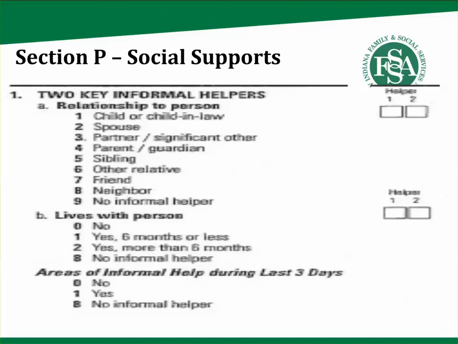So P1 looks at 2 key informal helpers. For P1A, relationship to the person, these are people that your client views as the most helpful to them and can be relied on. So it can include spouse, family, friends, neighbors, and you really want to consider the quality of the relationship between your client and those people they indicate as an informal helper. B looks at whether this informal helper lives with the person. So you want to assess who does live with them and the duration of that living arrangement in the same space.